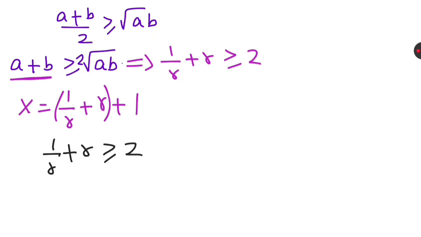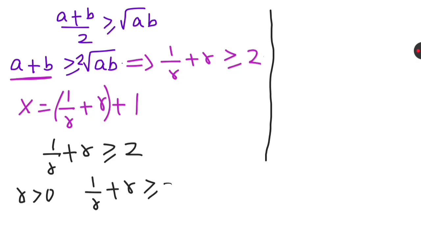From the given question, they said a, b, c are 3 distinct real numbers. That means you have to check for 2 cases: one is the positive case and the other is the negative case. If you check the positive case, which is r greater than 0, then it is going to be 1 over r plus r greater than or equal to 2. If you check r less than 0, that means you have to take the negative values, so 1 over r plus r is less than or equal to minus 2, because we are checking for the negative values.